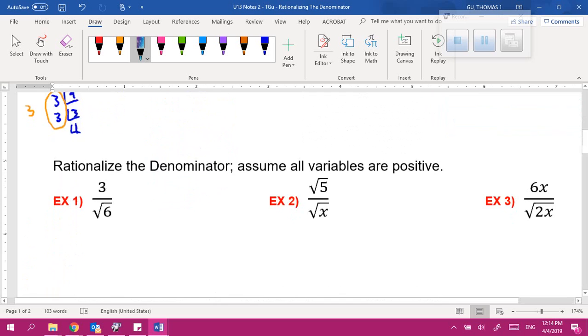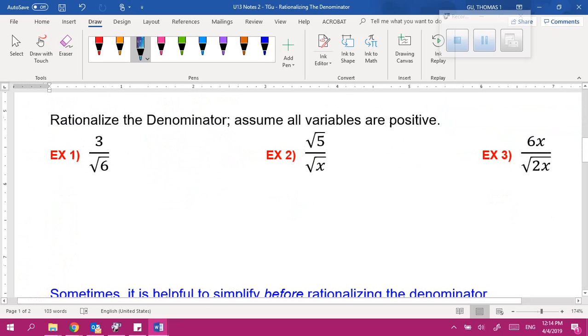Okay, so let's take a look at some other examples. These are starting very basic. Example 1, 3 over square root of 6. I don't want the square root sign on the bottom, so how can I get rid of the square root sign on the bottom on example 1? Times square root of 6? That's right. And this would equal what?